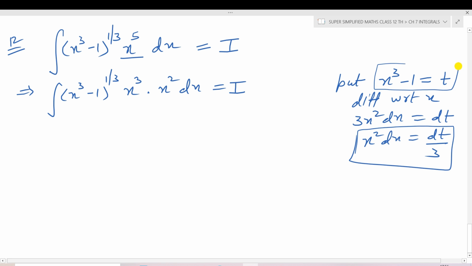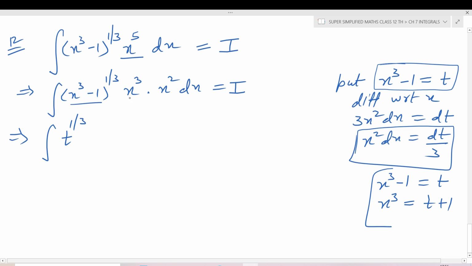So we are going to make this substitution. You can see the two expressions that I have put in box. Now I will substitute them in this expression. X cube minus 1 is t. So this first term becomes t raised to the power 1 by 3. Now since students you have written x cube minus 1 to be t, so x cube will be t plus 1. So that means this x cube can be replaced by t plus 1 and x square dx can be replaced by dt upon 3.